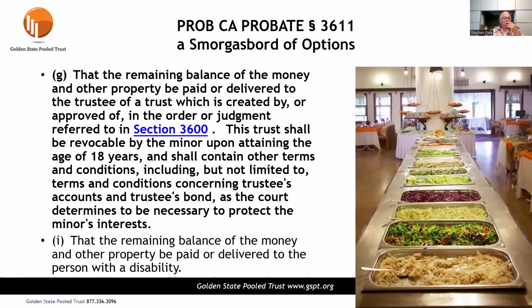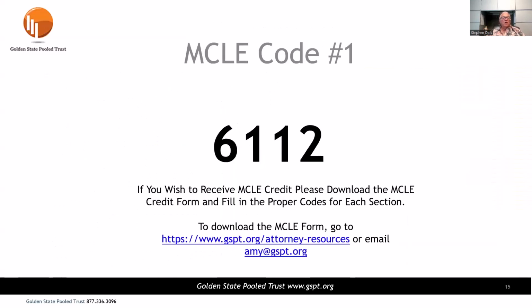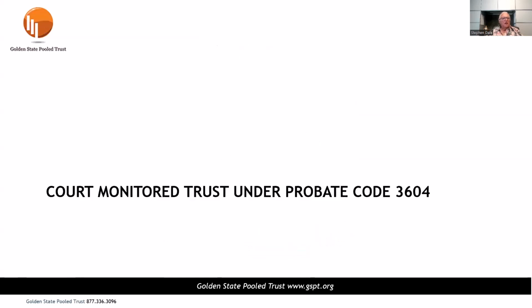Great. Or you could just deliver the money to the person with the disability. That is our smorgasbord here, and we're going to build on that. But before we do that, we got our first code here. So code number 1 is 6112. And once again, notice that if you don't have the form, which you can certainly download later, you can find it at gspt.org/attorney resources. Okay, plowing ahead.